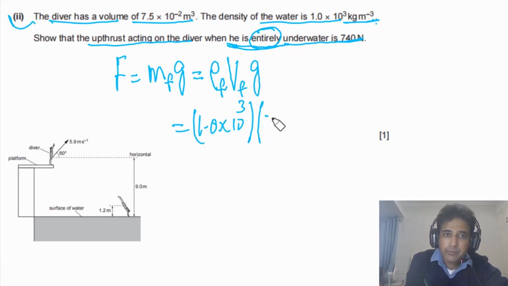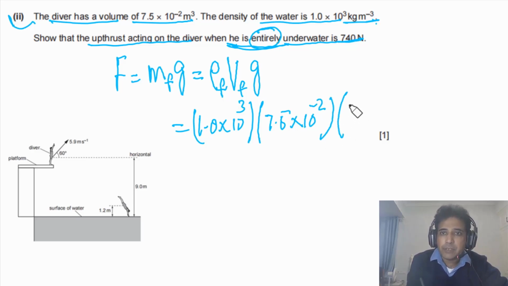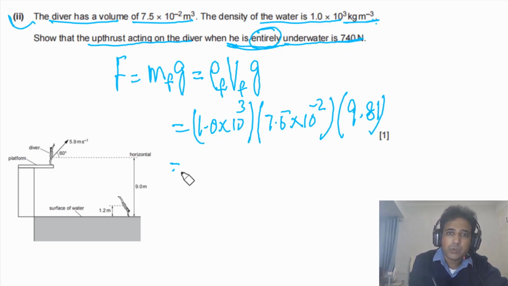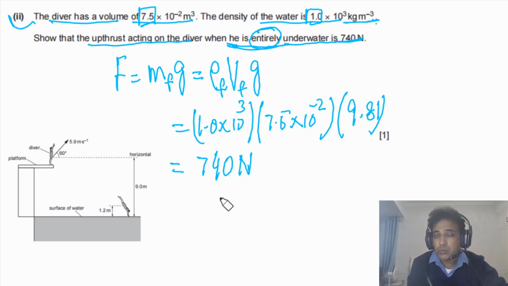And volume of diver we have, that is equal to 7.5 times 10 to minus 2 times value of g, that is equal to 9.81. Now if we solve this one, we will get our final answer 740 newtons. So this is final answer. This has 2 SF, this also has 2 SF, so the final answer should have 2 SF. So this is our final answer.